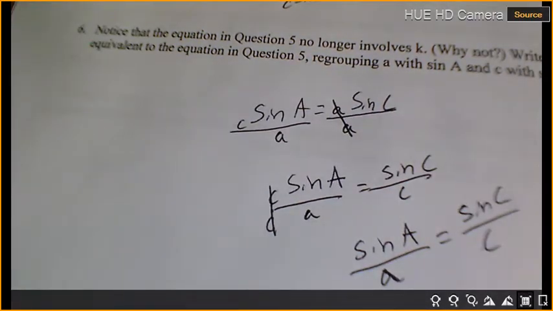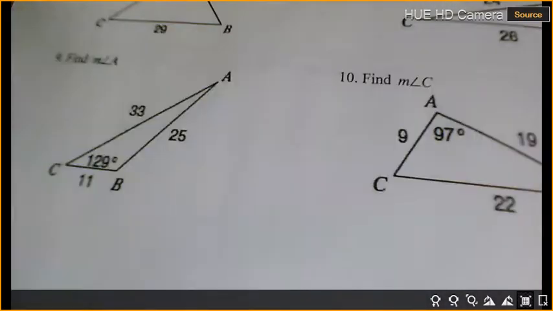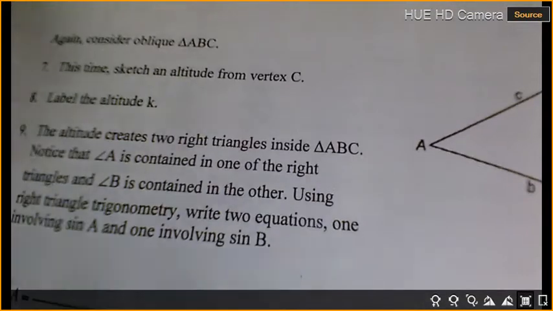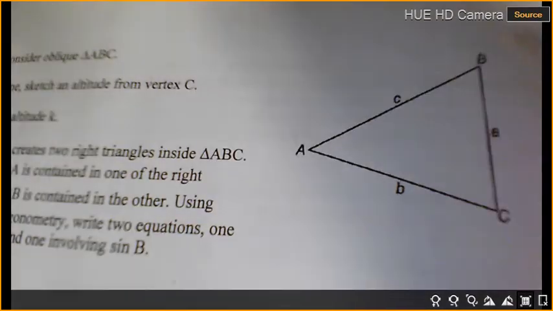Okay, let's turn it over and we're going to do almost the exact same thing. First thing we're going to do is we're going to draw an altitude again, but this time we're going to draw it from C.